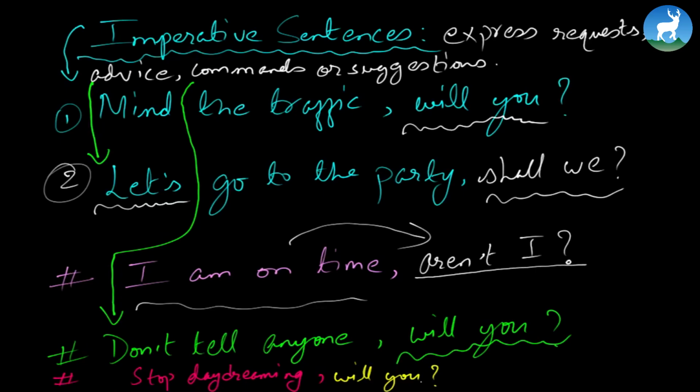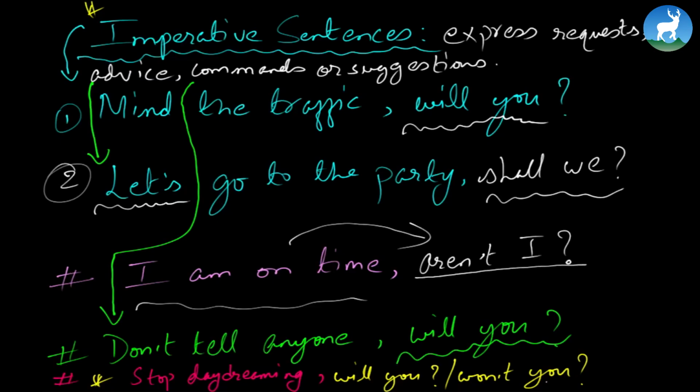Will you? See, it breaks the rule. Because this is imperative, it breaks the rule again. Okay, imperative sentence, it breaks the rule again. Stop daydreaming, will you? And won't you is also acceptable. Stop daydreaming, will you? Won't you? Both are acceptable. Okay, this is what you have to understand whenever you come across a question tag.